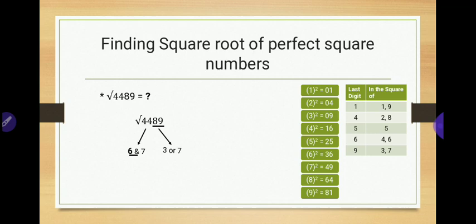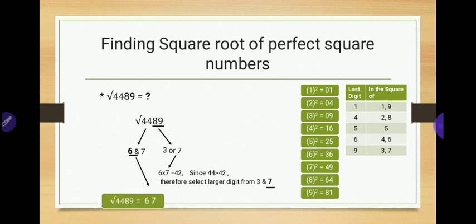So the next step is to select the unit place. How to select the unit place? By doing one simple calculation, that is multiply 6 by its next consecutive value, 6 into 7, it will be 42. Compare 42 with the first group, that is 44. I have got that 44 is more than 42. Therefore I will select the larger value from 3 or 7. So my unit place will be 7. So the final answer is coming as 67. 6 will be my 10th place and 7 will be my unit place. Therefore the square root of 4489 will be 67.